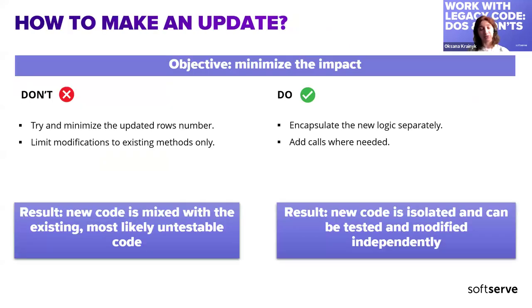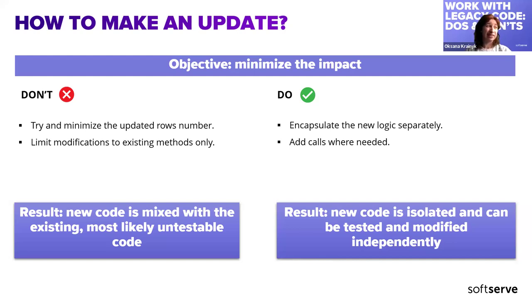And at this point, since we are ready to try and implement the change, let's consider what is an update in a legacy system and how do we want to make it. As I mentioned before, the main objective here for us is to minimize the impact. We do not make an update unless it is explicitly requested. And while working with legacy code, our first initial urge will be to try and minimize the impact to the code. To try and write as few rows of code as possible, to try and affect as few files as possible. And obviously, do not create some new methods, class, etc.